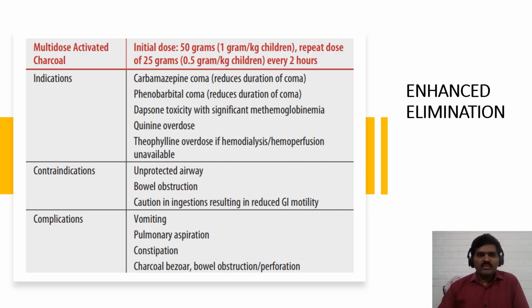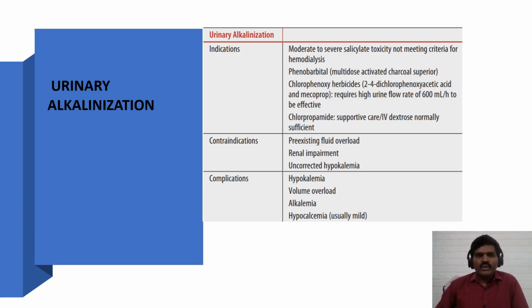Complications of multi-dose activated charcoal: vomiting, aspiration, constipation, formation of charcoal bezoar, bowel obstruction, and perforation. Forced urinary alkalinization or forced alkaline diuresis. Indications include moderate to severe salicylate toxicity not meeting the criteria for hemodialysis.